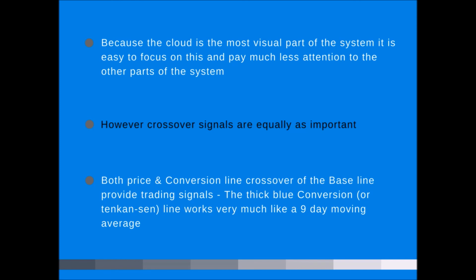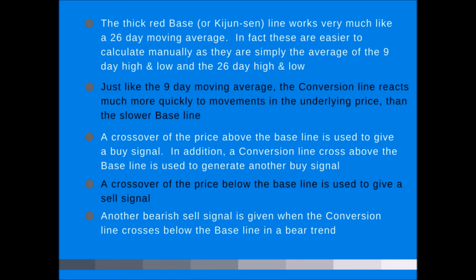So the thick blue conversion line, or the Tenkan Sen line, works very much like a 9-day moving average. The thick red base line, or the Kijun Sen line, works very much like a 26-day moving average. In fact, these are easy to calculate manually, as they are simply the average of the 9-day high and low and the 26-day high and low, but you won't need to calculate them manually.